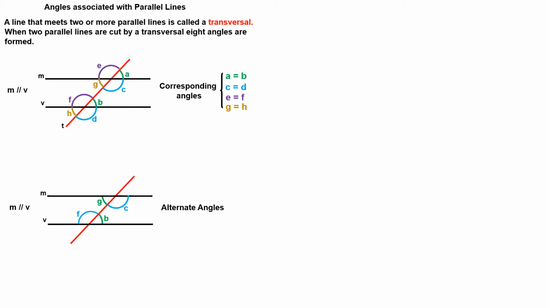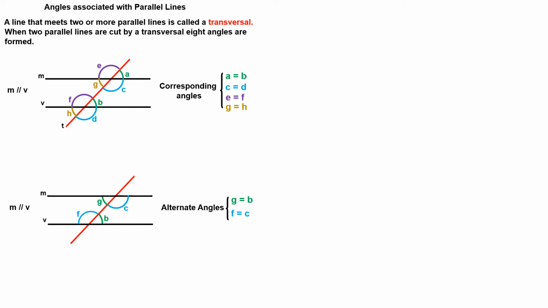Look at the figure. A and B are corresponding angles, so they are equal. G and A are vertically opposite angles, so are equal. Therefore, G and B are equal as well. It's always true. Angles in alternate positions are equal in size.